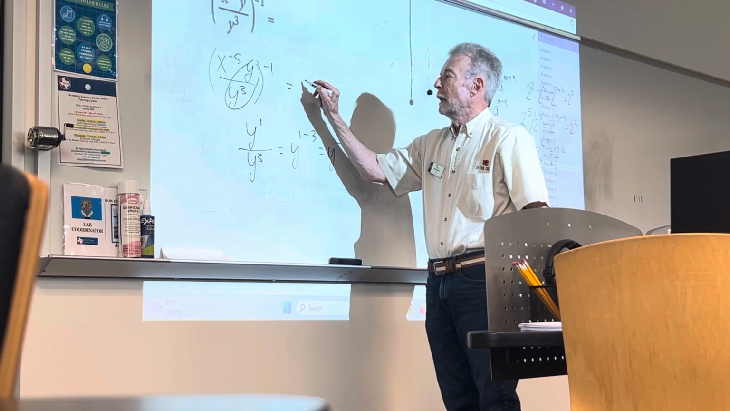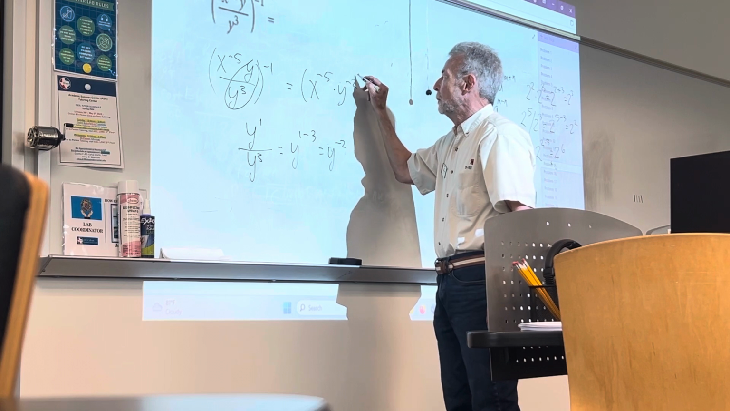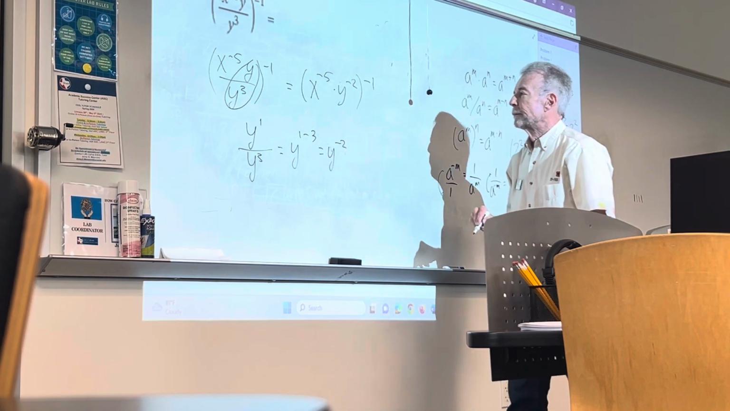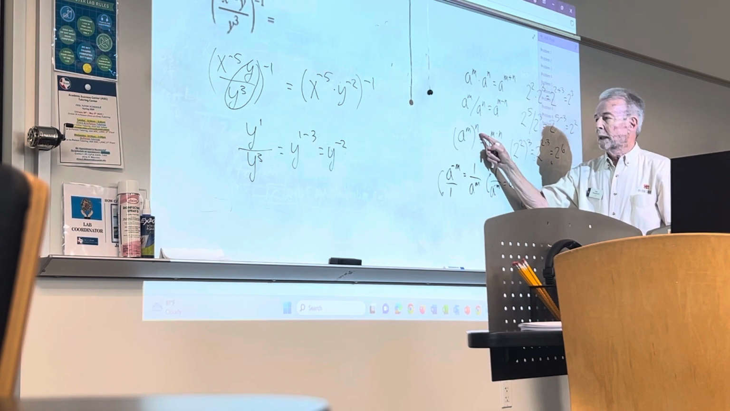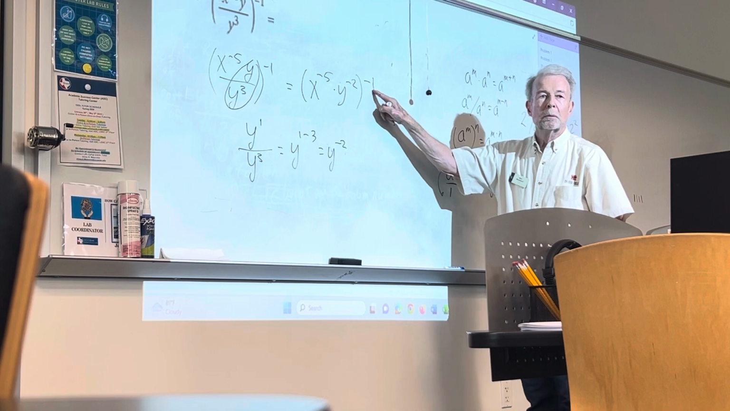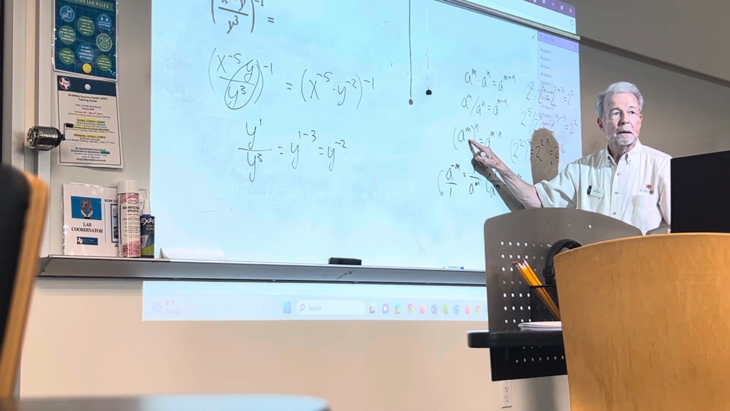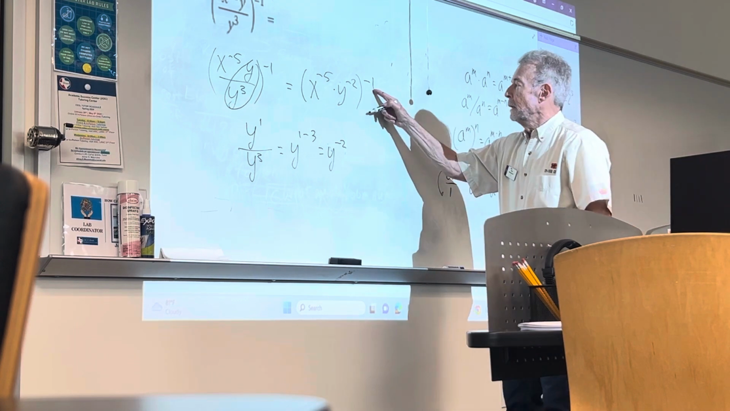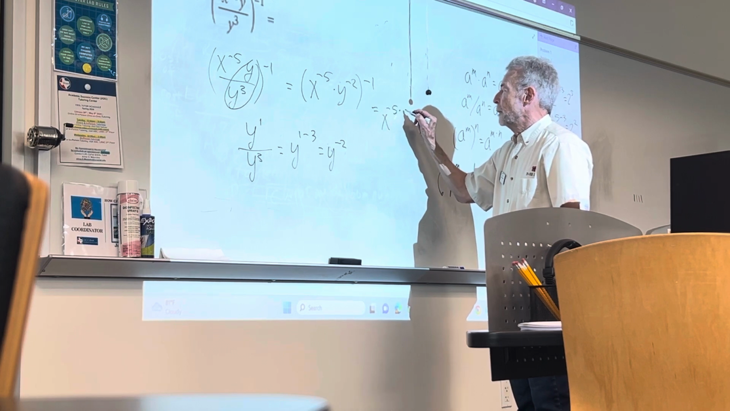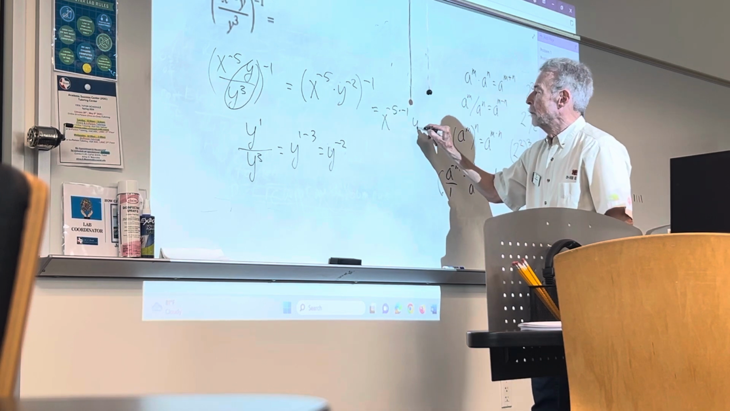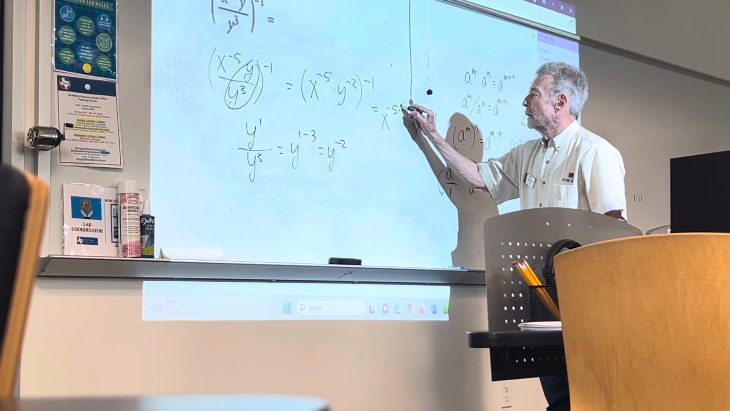Okay, so now I have this as x to the minus 5 times y to the minus 2, all to the minus 1 power. Now we're going to use this one. If you have an exponent outside the parentheses, which I do, then you multiply that times the exponents that are inside. So I'm going to multiply minus 1 times the minus 5, and I'm going to multiply the minus 2 times minus 1, because this is my multiplier.